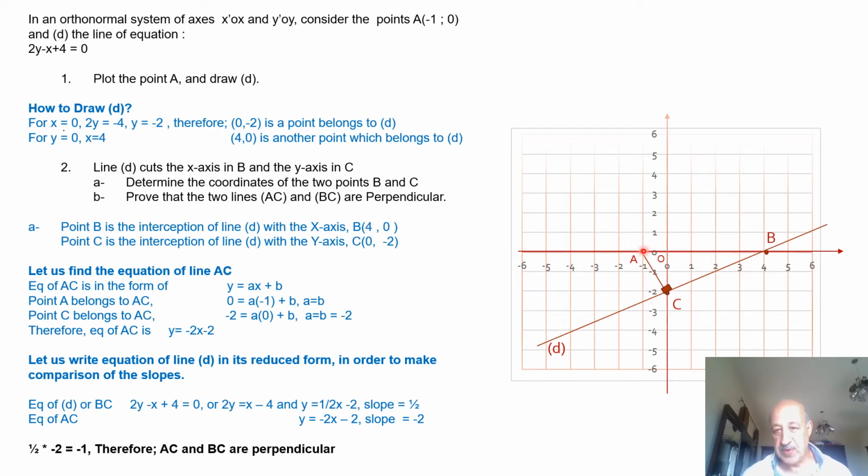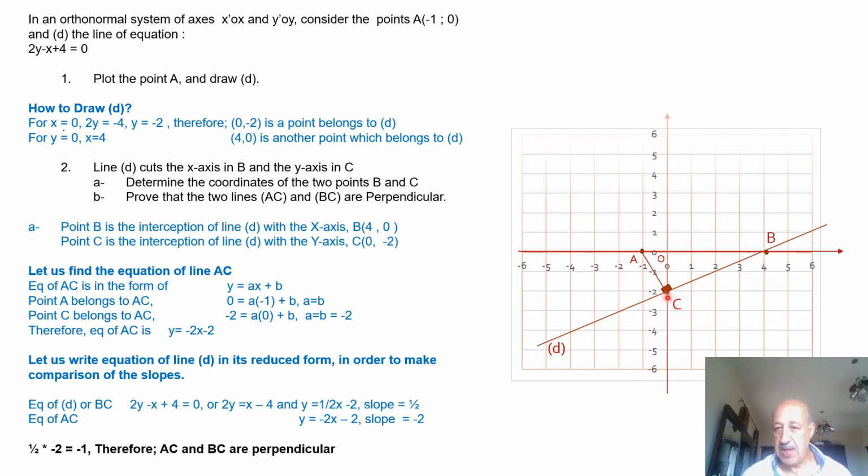So we want to prove that AC is perpendicular to BC, or AC is perpendicular to D. Point B is the intersection of line D with the x-axis, (4, 0) like we said, and point C is the intersection of line D with the y-axis, (0, minus 2). So let's find the equation first of AC. We know that the reduced form of the equation of AC is in the form y equals ax plus b.